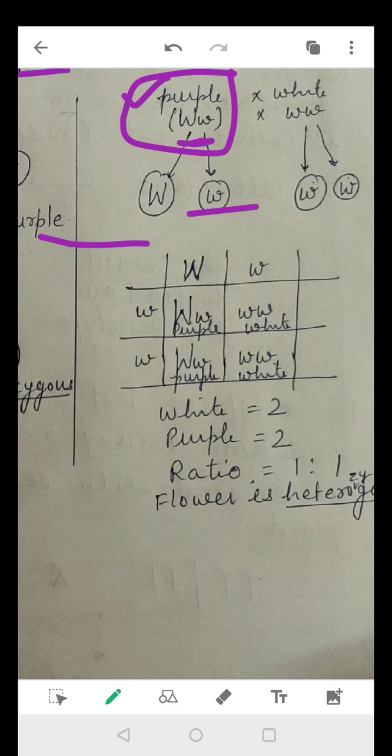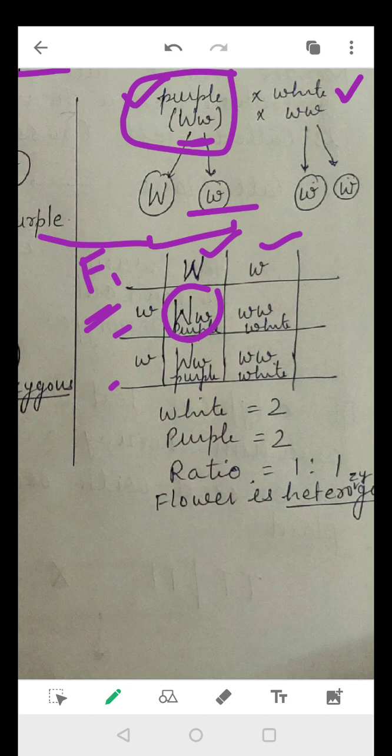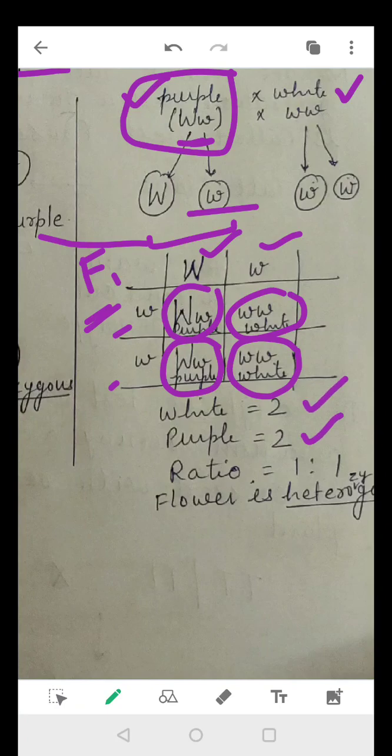So purple flower is crossed with white flower. Here you will have two types of gametes, capital W, small w, and small w. So we'll make a test, you can say the Punnett square for the F1 generation. We'll write the gametes here, then we'll make the combinations: capital W, small w, capital W, small w, small w, small w, small w, small w. So we have two white flowers and two purple flowers.